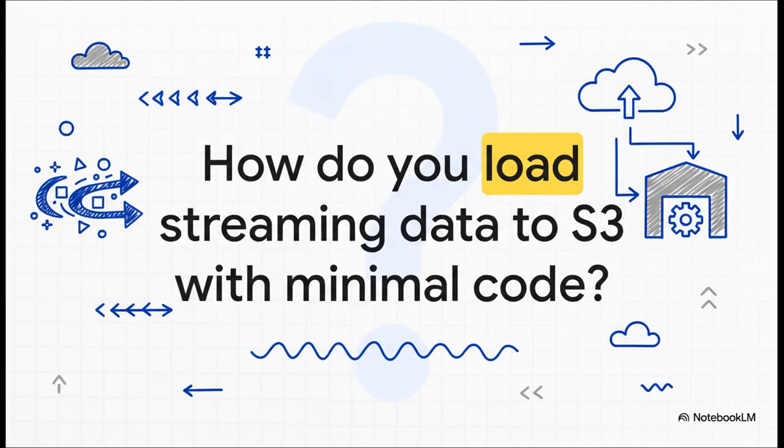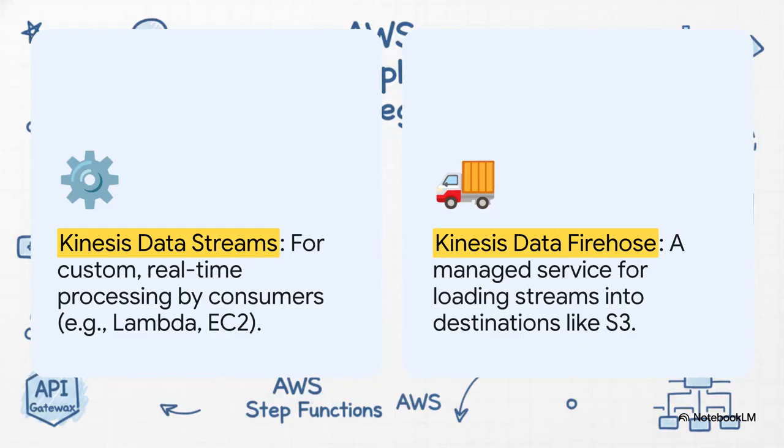But wait, here's a follow-up. And this is a really common trick on the exam to make sure you know the difference. What if you don't actually need to write any custom code to analyze the stream? What if your only goal is to just load all that data into S3 or Redshift? For that job, you use Kinesis Data Firehose. Data Streams is for when you're building your own custom applications to crunch the numbers.